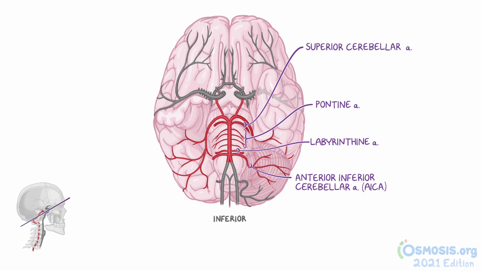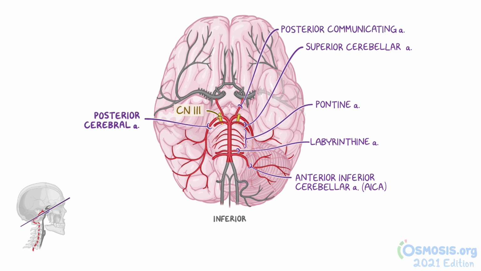Then, just superior to the origin of the oculomotor nerve, the basilar artery ultimately divides into a pair of terminal branches called the posterior cerebral arteries. The left and right posterior communicating arteries originate from these posterior cerebral arteries and merge with the internal carotid arteries, thereby closing the posterior portion of the circle of Willis.